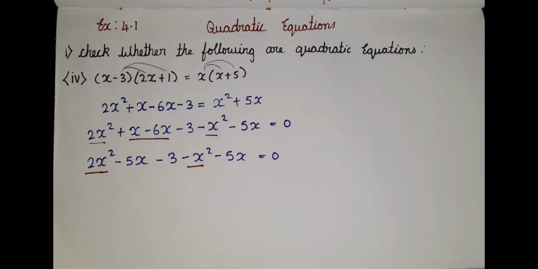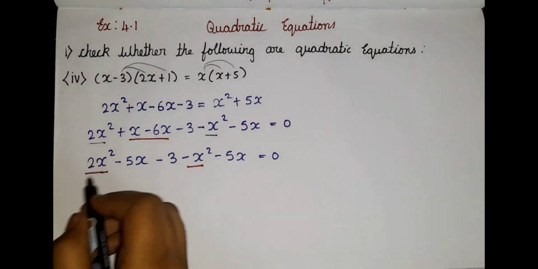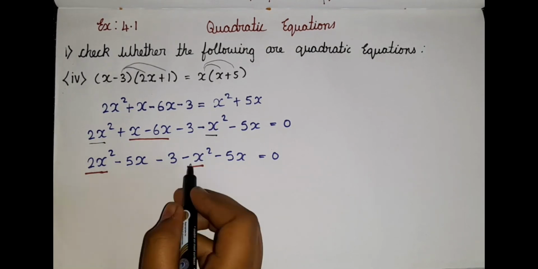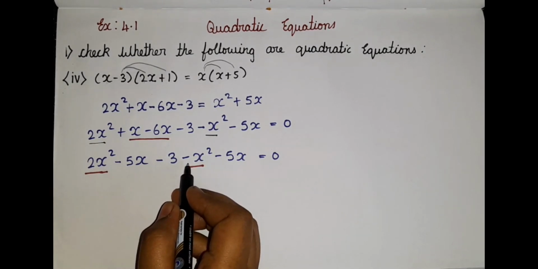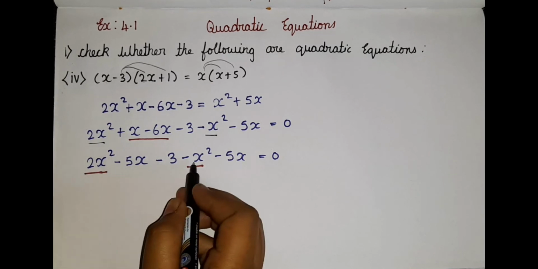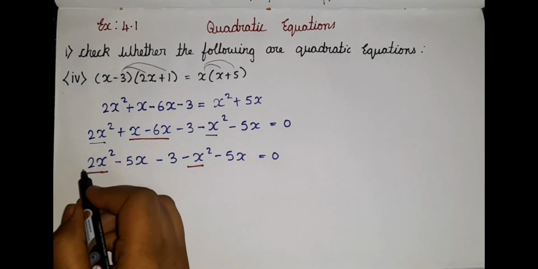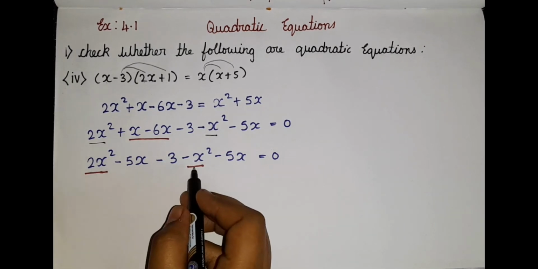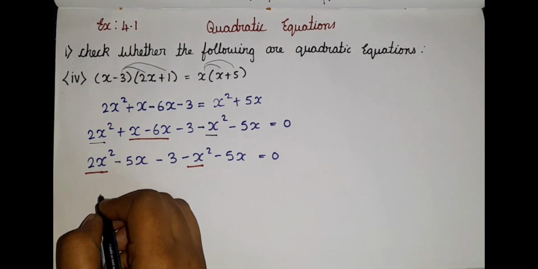So what is the sign for 2x square? The sign for 2x square is plus and the x square sign is minus. So plus and minus is minus. Then we are supposed to subtract 2x square minus x square. Okay. So here the coefficient is 2 and here the coefficient is 1. So 2 minus 1 is, of course, 1. So no need to write 1.